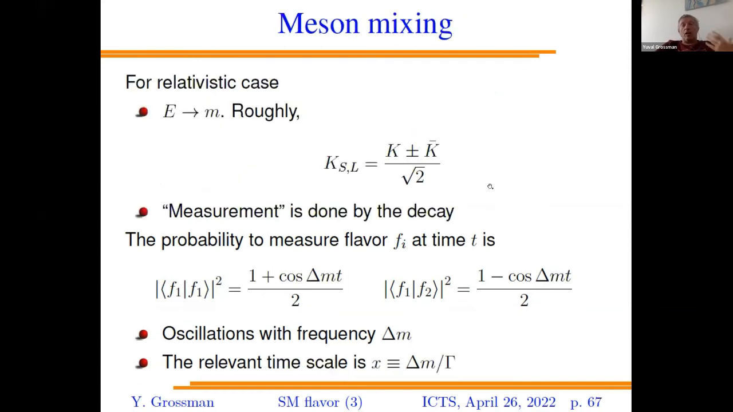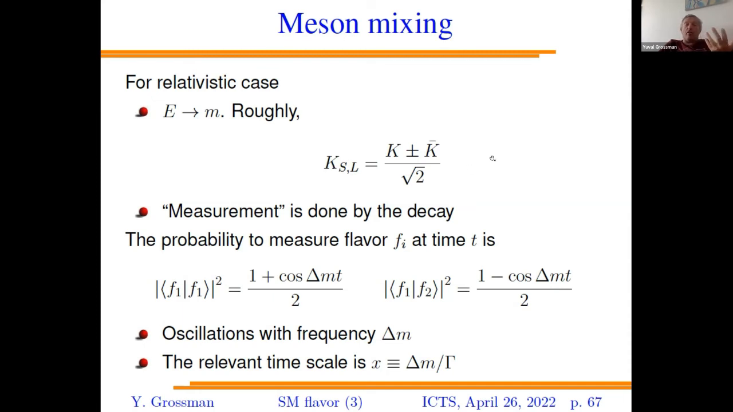Okay, so now what happens when we have mesons? It's basically that we take quantum mechanics and make it relativistic. Why does E become M? Because I'm talking about being in the rest frame. My flavor eigenstates are K and K bar, and my mass eigenstates are K short and K long.